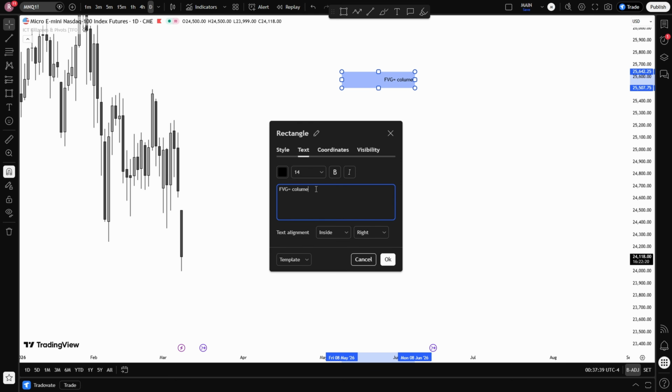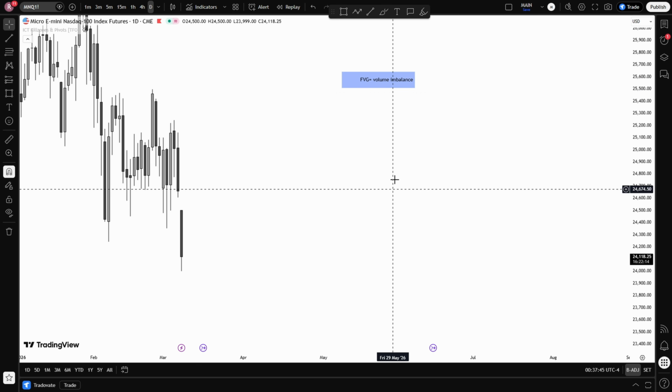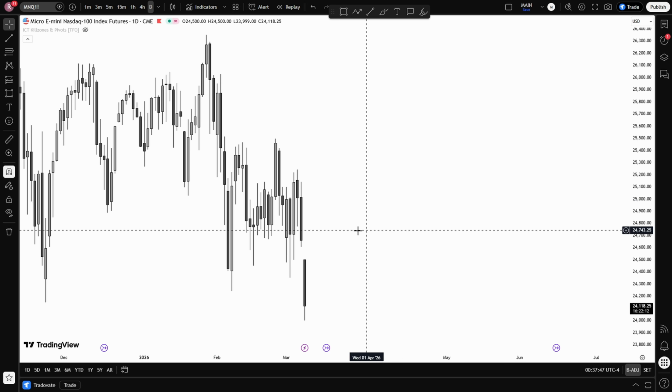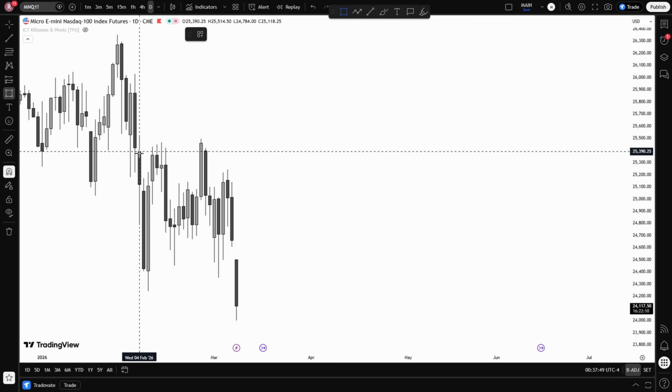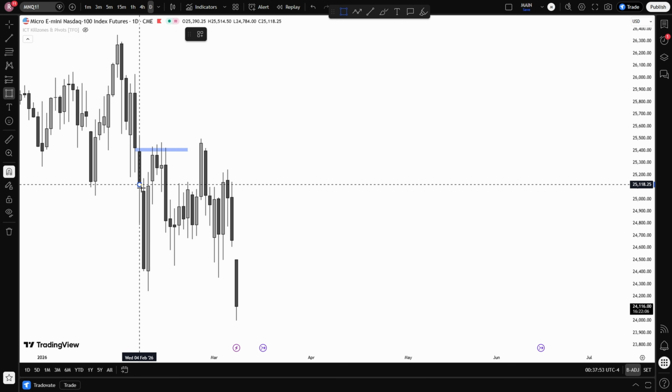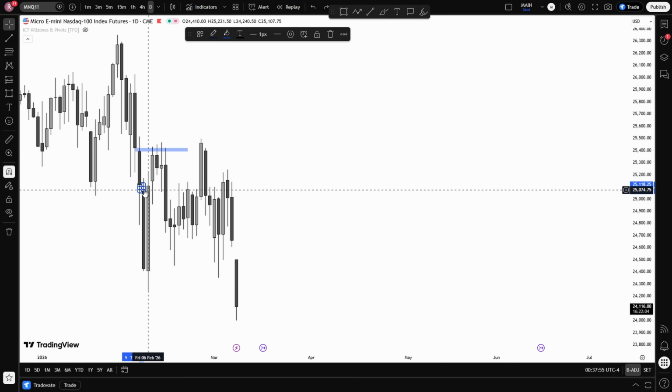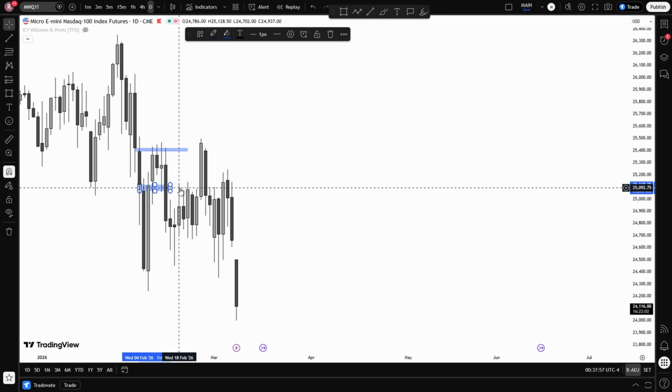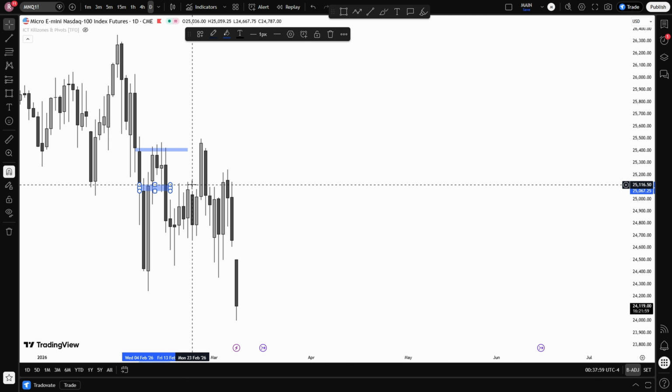A suspension block is essentially a candle body that is surrounded by volume imbalances on both sides. In simple terms, you will have a volume imbalance between the previous candle and the current candle, and another volume imbalance between the current candle and the next candle. The candle that sits between these two volume imbalances becomes the suspension block.